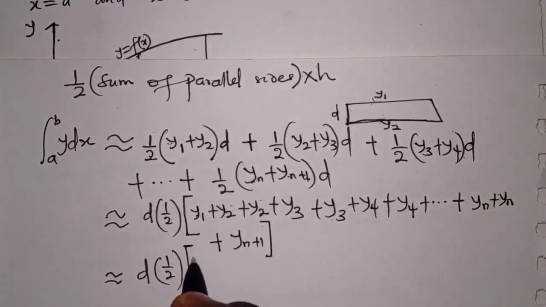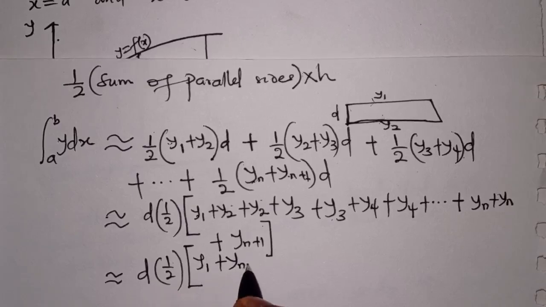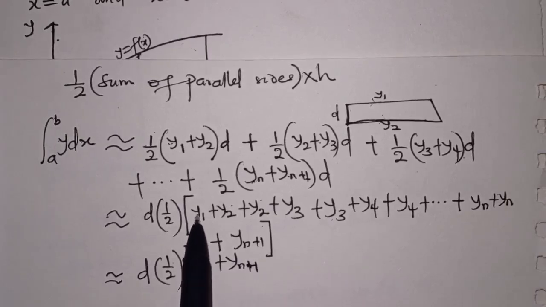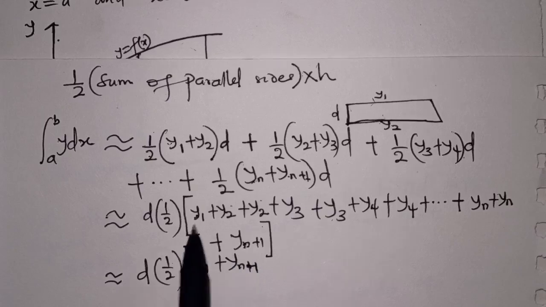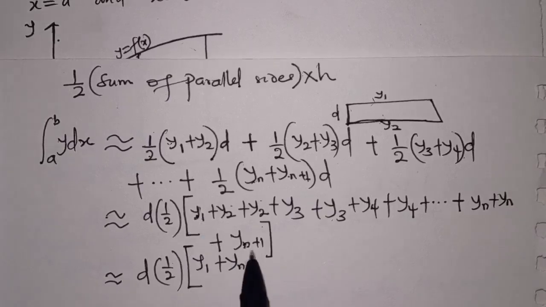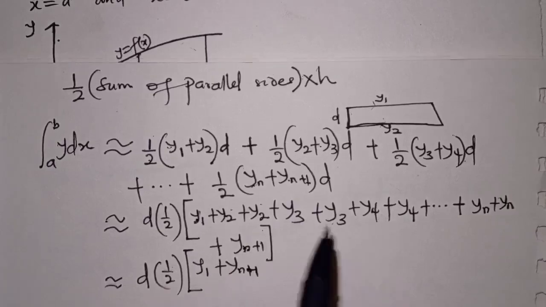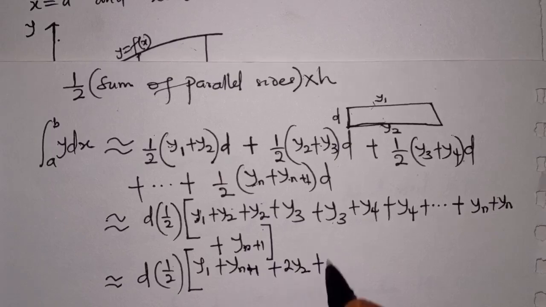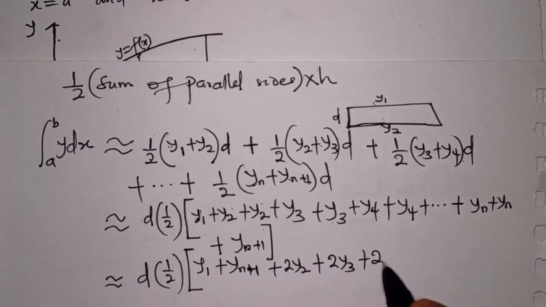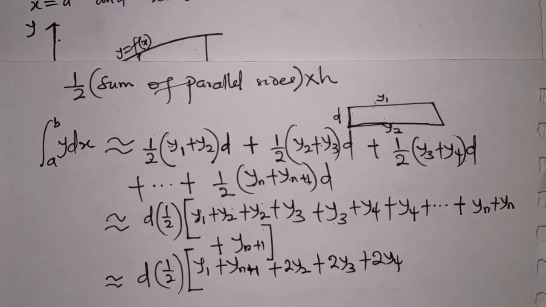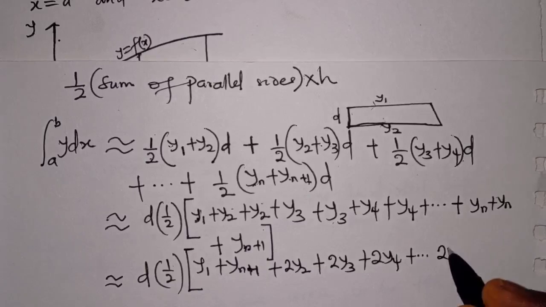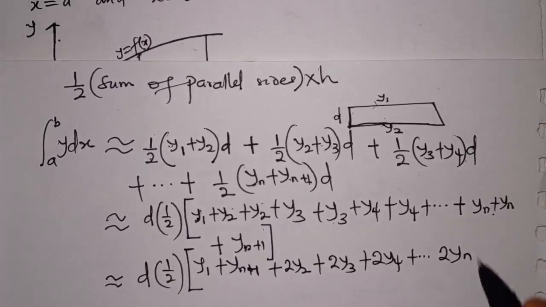So this is approximately equal to d into 1/2 times y1 plus yn plus 1. Do you know why I'm writing this? Because we have just 1 for each of the first and the last ordinate. So just one term in y1 and one term in yn plus 1. All others are 2. So I'll be having 2y2, 2y3, 2y4, without even thinking too much, we have 2y5, 2y6, and so on, plus 2yn, based on what we have here.